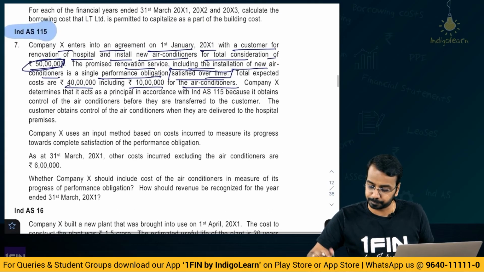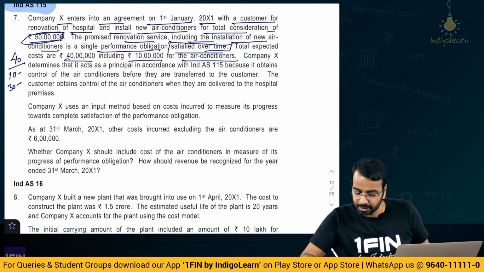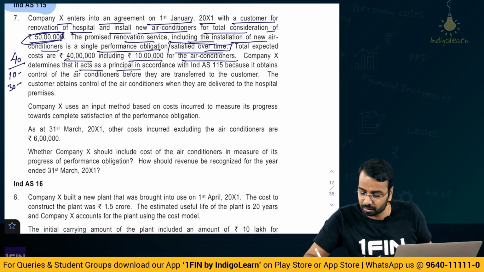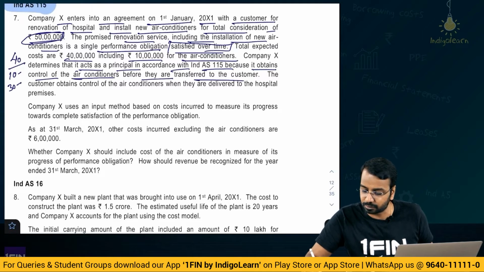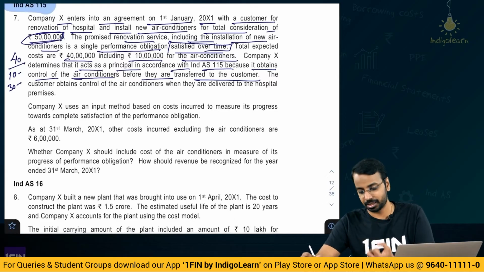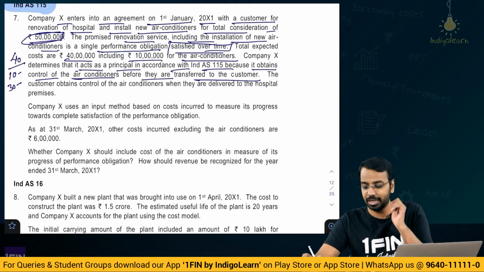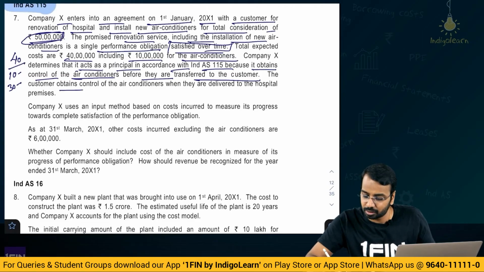Total expected cost is 40 lakhs, including 10 lakhs for the air conditioners. So, total cost 40. If you break it up, AC is 10 and 30 is other cost. Company X determines that it acts as a principal in accordance with Ind AS 115 because it obtains the control of the AC before they are transferred to the customer. Now, in these situations, they have taken control of the AC first, and then they are transferred to the customer. So, basically, they are delivering the AC. The customer obtains the control of the air conditioners when they are delivered to the hospital premises.